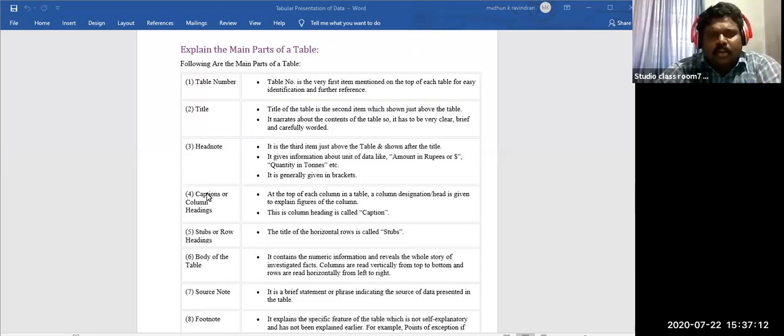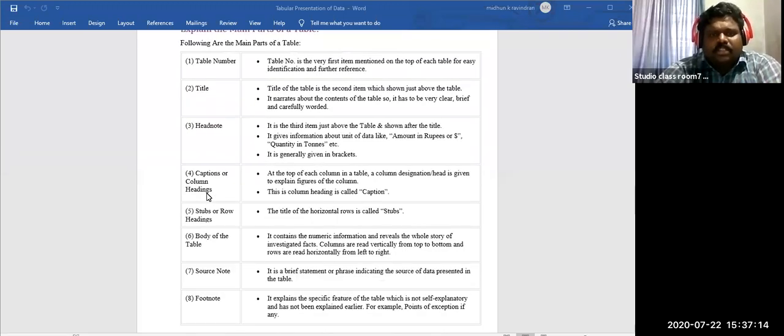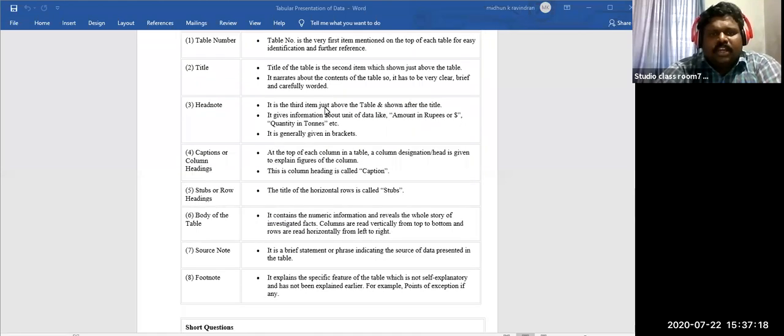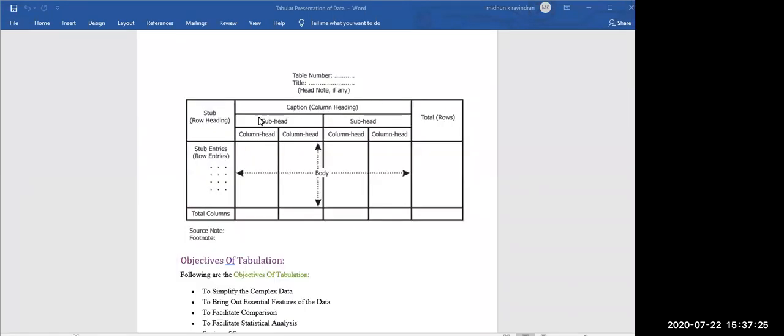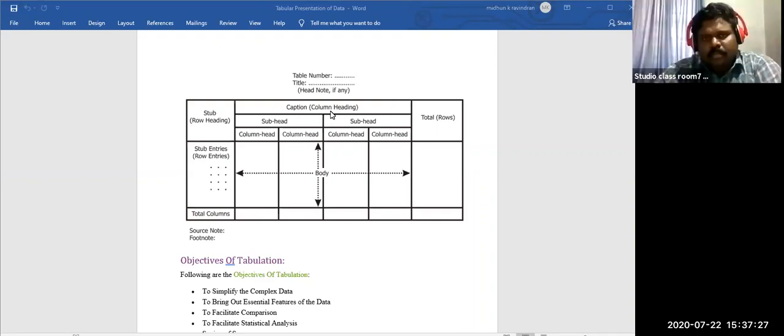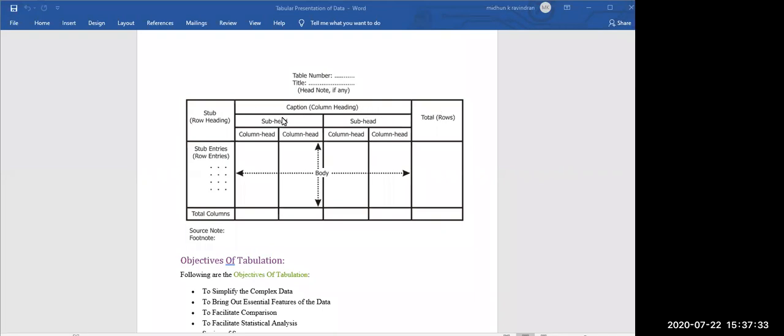The third one is called the head note, and the fourth one is the caption or column heading. So columns we know. This is called the columns, or column heading. A column always runs vertically, right? So at the top of the table we can find the column heading. This part, see the mouse moving area. This area is called the column heading.